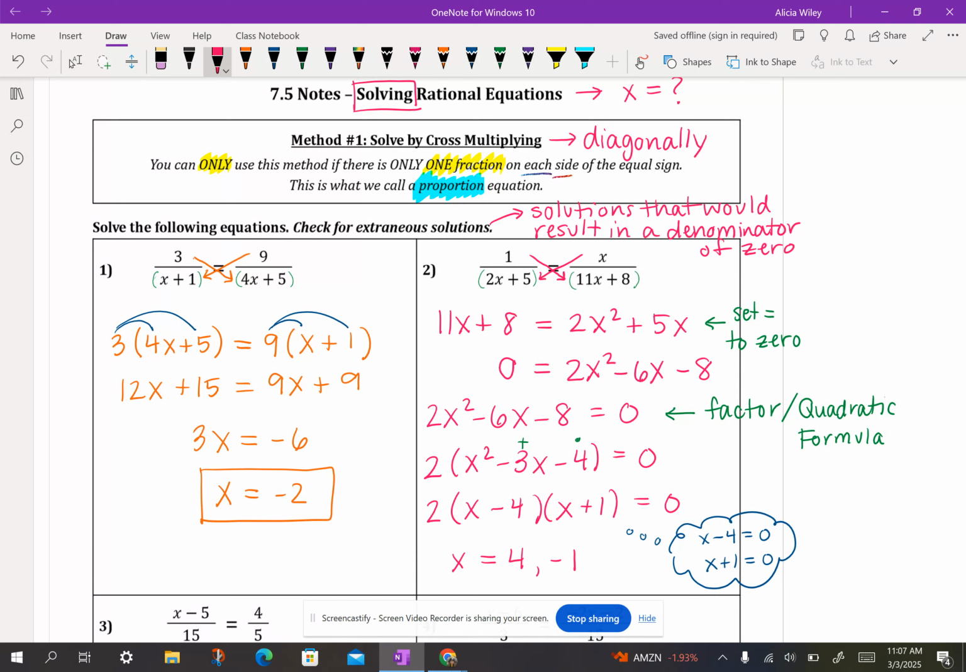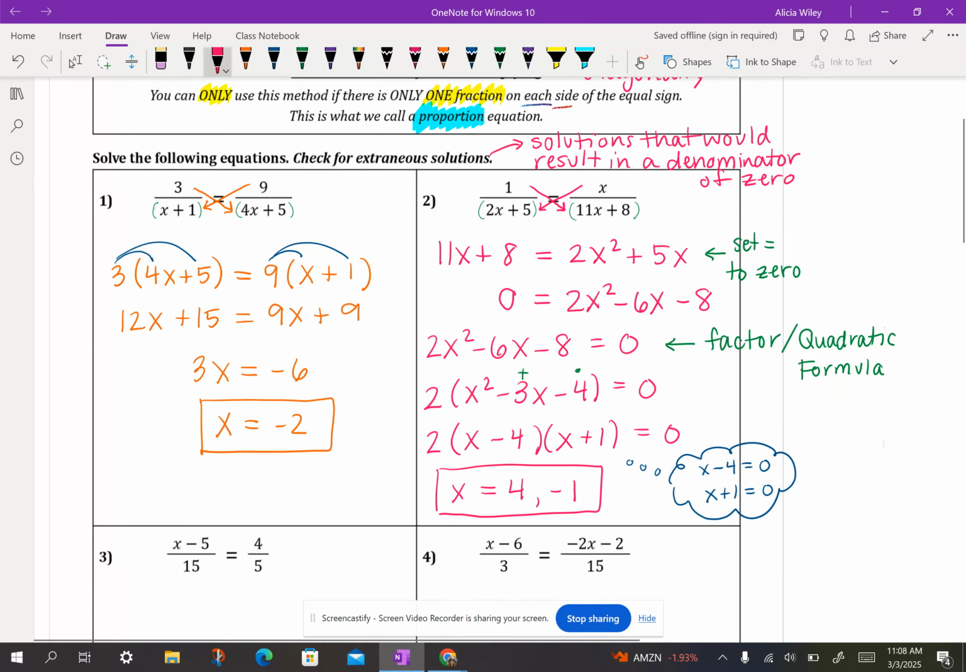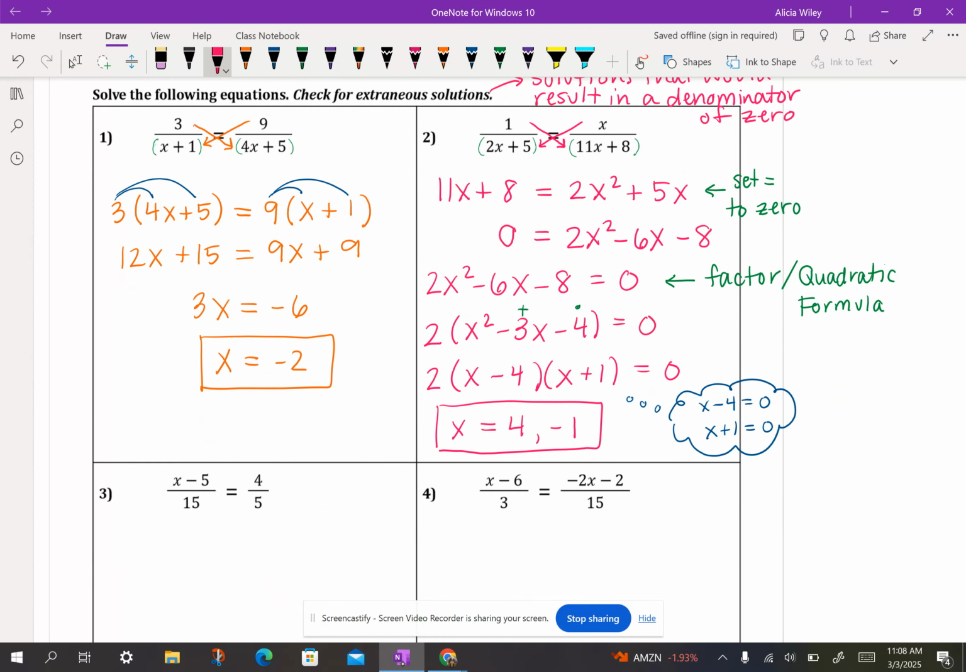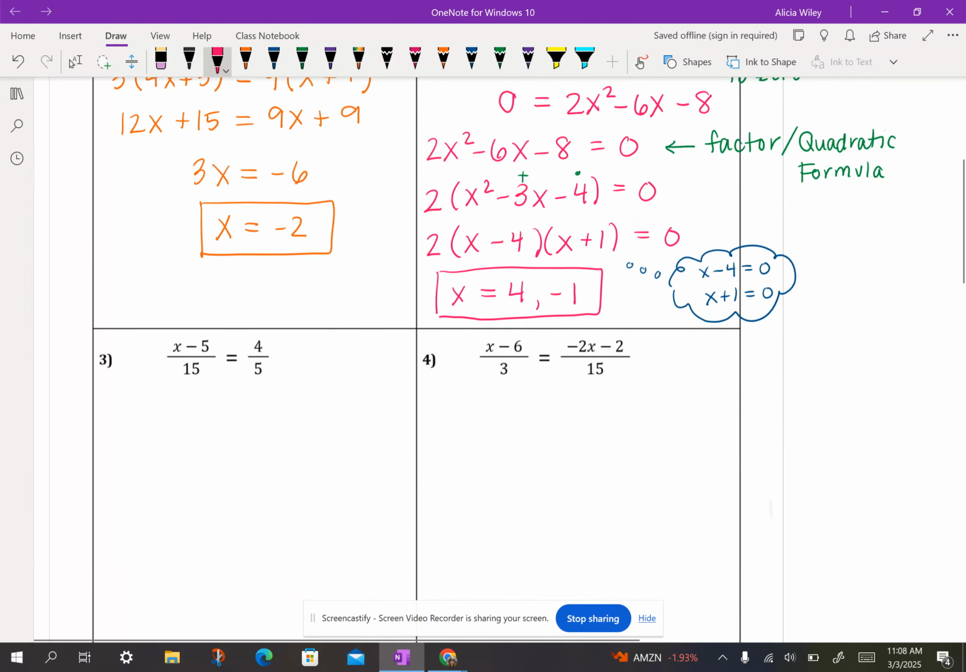from those two. Now, you have to check both of these, and I can clearly see that 4 is going to be fine, and -1 also going to be fine. So again, no extraneous solutions. You're not always going to have one. It's possible that one answer could be extraneous and the other one's not. It's possible that all answers are extraneous. If they're all extraneous, then it's going to be a no solution problem.